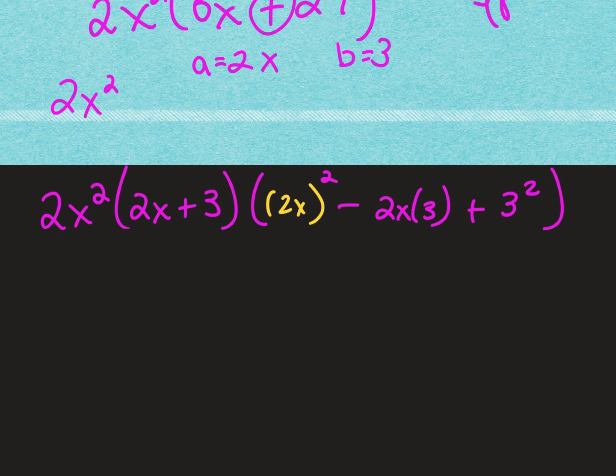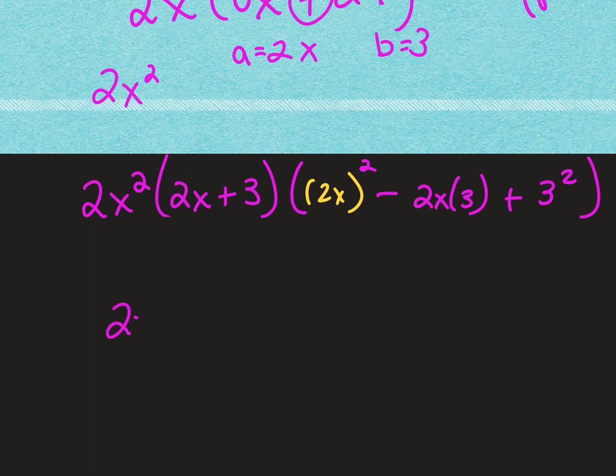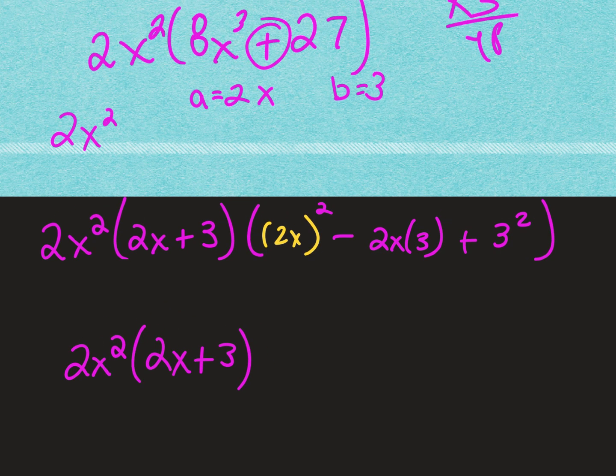So let's simplify this a little bit. I still have my 2x squared out in front here. I have my 2x plus 3 here. When I have a 2 outside of this parenthesis, where does that 2 go? Does it go to just the x? No, it goes to the number and it goes to the letter. So what is 2x quantity squared?